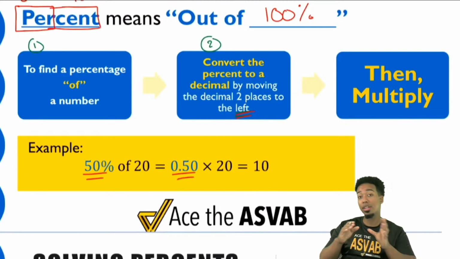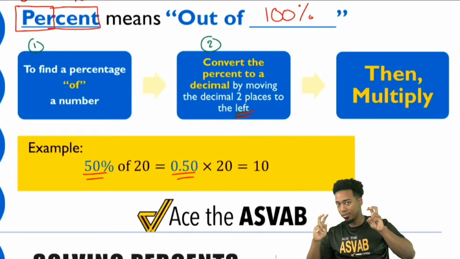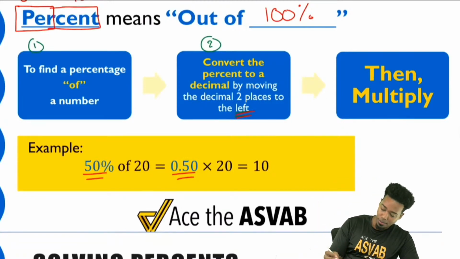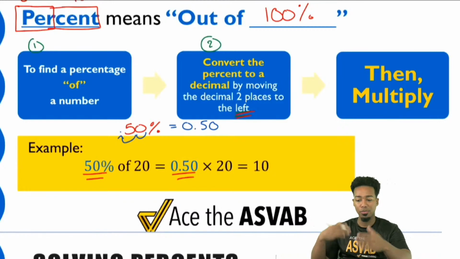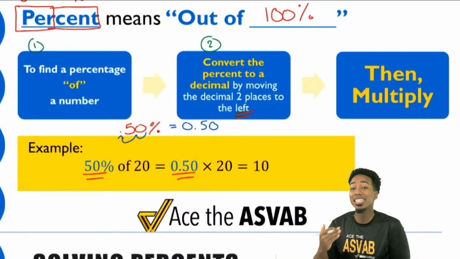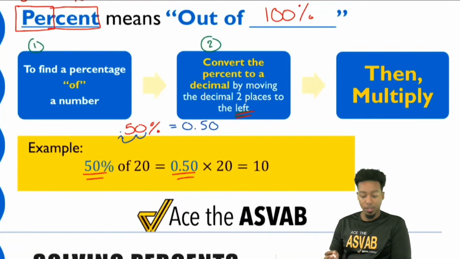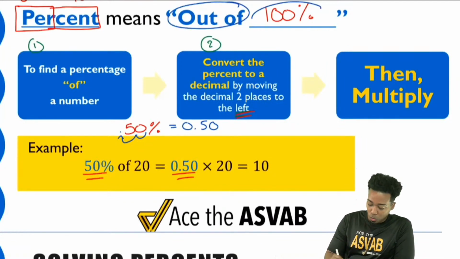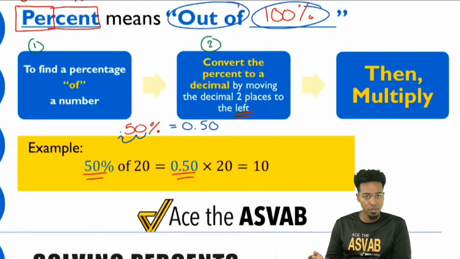And so really what happens in terms of the shortcut is this. You say, hey, 50%. And I'm going to grab the decimal right there and go 1 space, 2 spaces to the left. And you call that 0.5. 0.50 is the same as 0.5, same stuff. But that's essentially what's going on. Now, the reason that happens is because of this. Out of 100 means divide by 100.